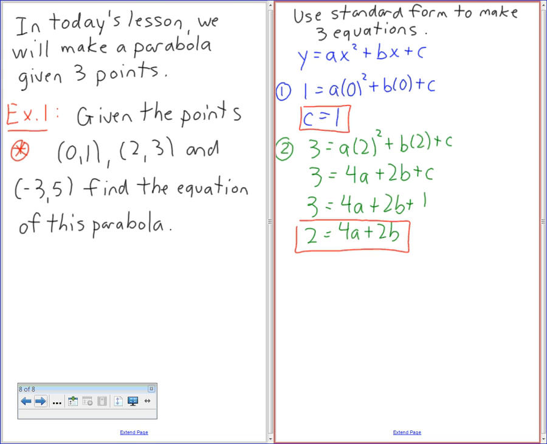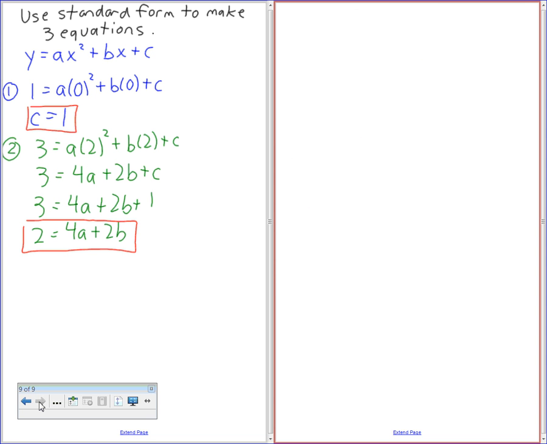Yeah, that's okay. All right, can I get a third volunteer? Come on, tell me the third point, please. Emily, go. Okay, I missed that. Should I do it a little slower? 5 equals a times negative 3 squared plus b times negative 3 plus c. You're not done yet, Emily. What is negative 3 squared, please?